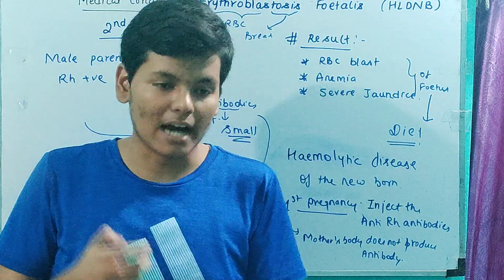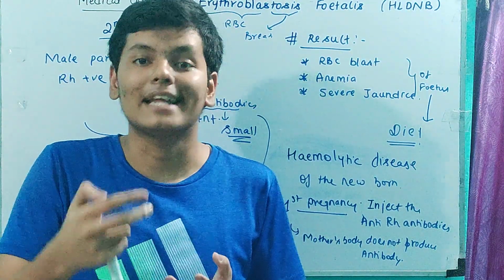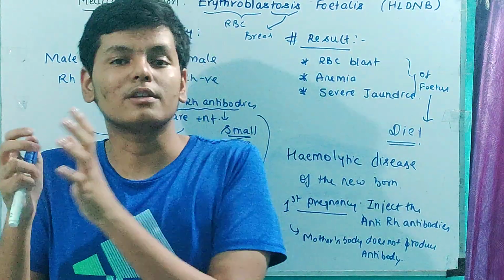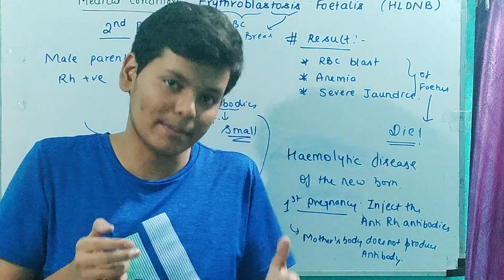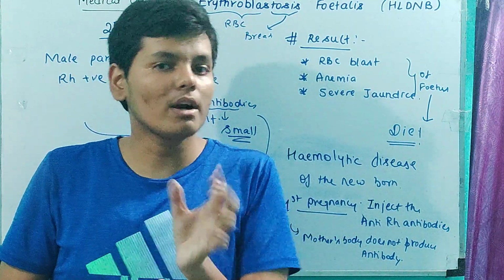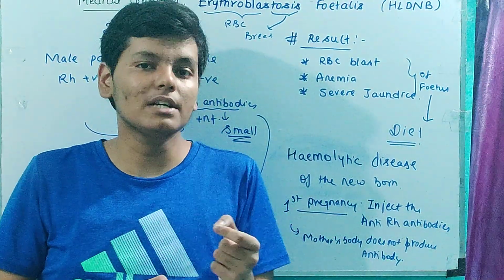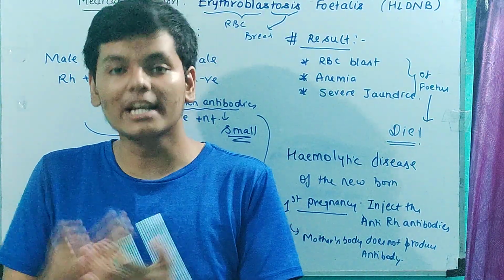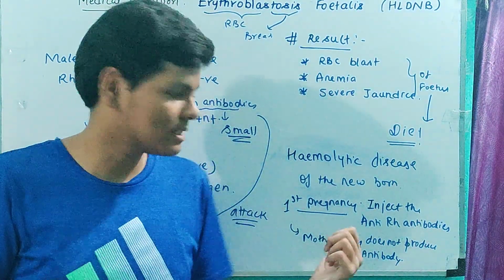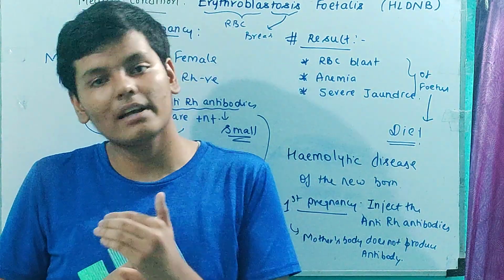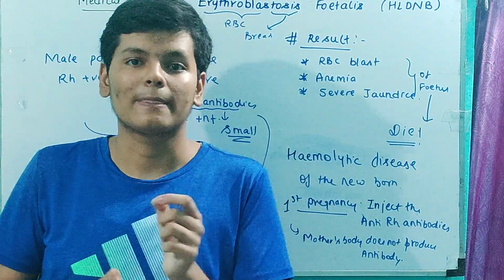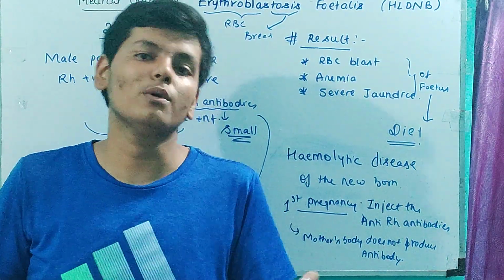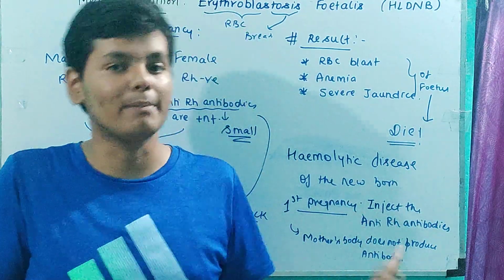It can be prevented if, after the first delivery of the child, the doctors inject the anti-Rh antibodies into the mother's blood. Now what does it do? It prevents the mother from creating the anti-Rh antibodies which might be stored for the future. So if you inject the anti-Rh antibodies, then they will destroy the cells of the fetus and they will themselves get denatured after some time. Then for the subsequent pregnancies, there will be no complication and this cycle has to be repeated every time.